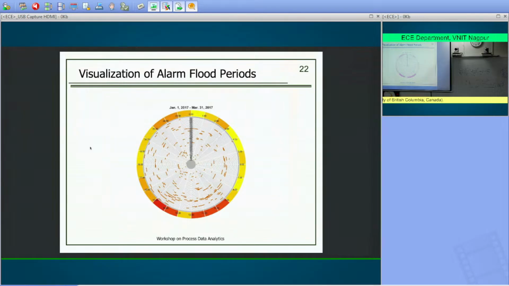I want to show you a couple of other examples of where we've used visualization to solve interesting problems.